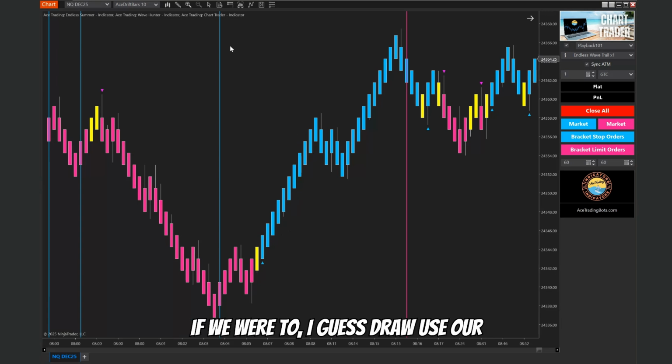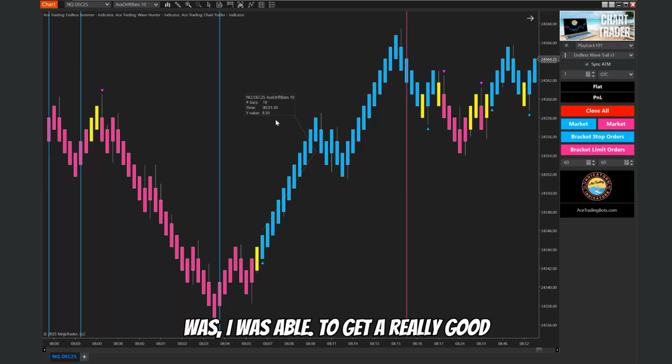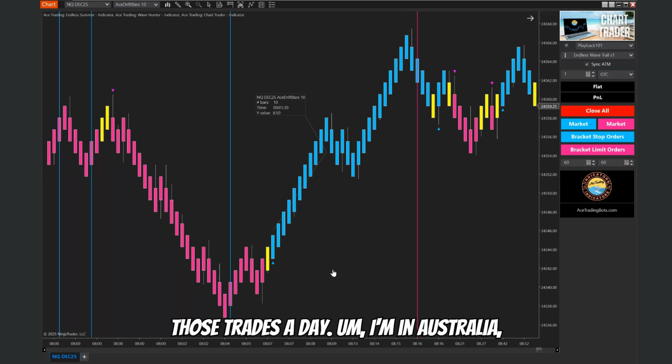If we were to use our ruler, you can see I got in, maybe with a bit of slippage, but imagine if I got in here and was able to come all the way up here and not get the full thing, because I would have got stopped out here. You can see I was able to get a really good 8 points out of that. And that's pretty much my trade for the day, really. I don't need more than one of those trades a day. I'm in Australia, so I tend to trade before the market open.